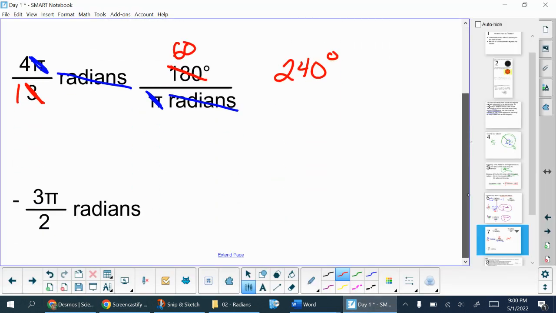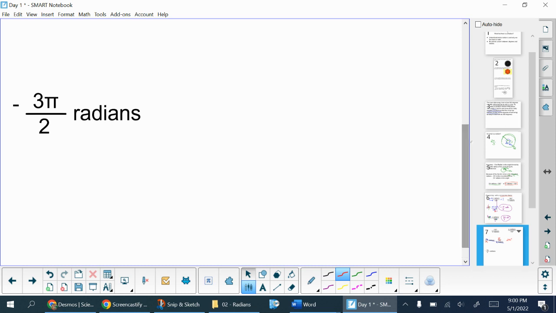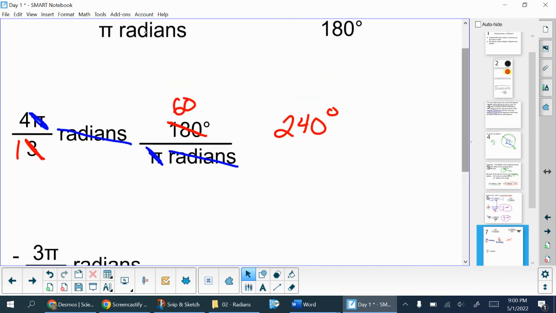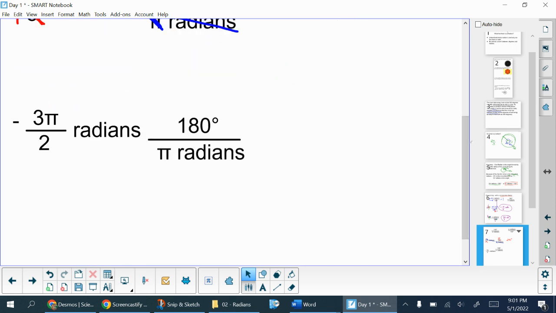Okay, let's do another one down here. This time we've got negative 3 pi over 2 radians. So I'm going to go up, grab my conversion factor. You'll see here, every single time we're converting into degrees, the radians will cancel out and the pi's will cancel out. Then I can go through and look at what simplifies.